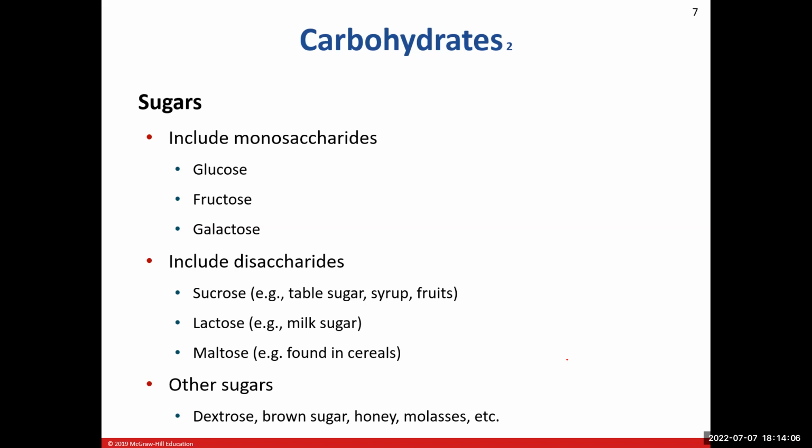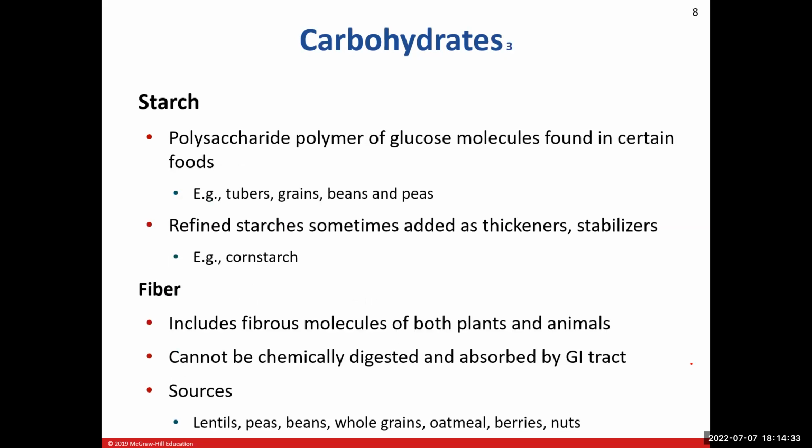So our disaccharides, we have our sucrose, which is our table sugar. Then we have lactose, obviously milk sugar, and then maltose, which we find in a lot of our products. For example, if you're eating Fruit Loops, you'll see maltose in those types of products. So we'll go through, and I'll get into a little bit more detail later on about which sugar contains what.